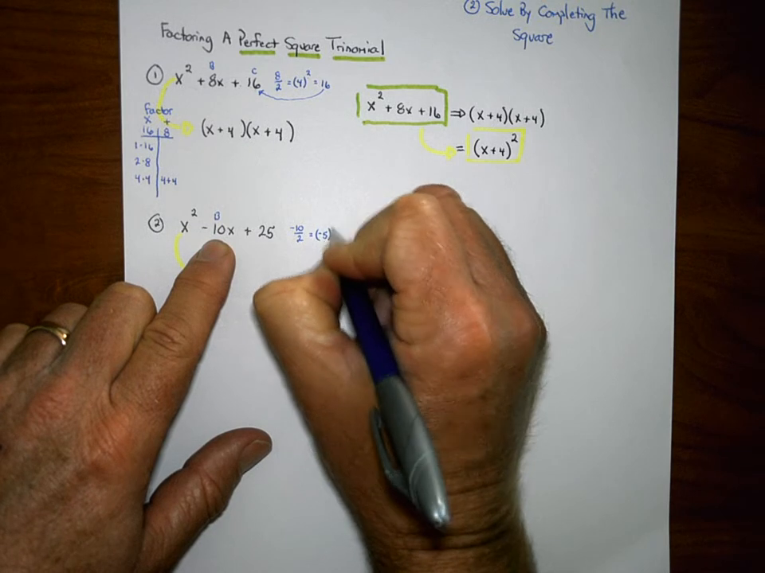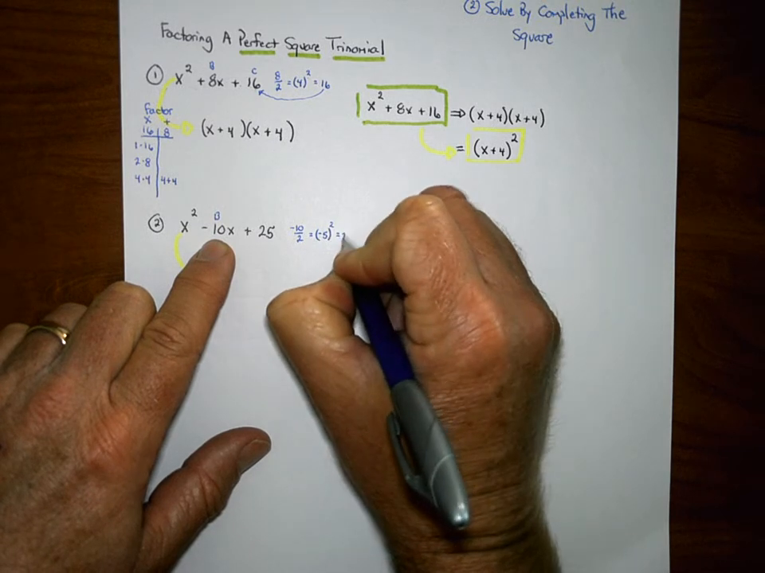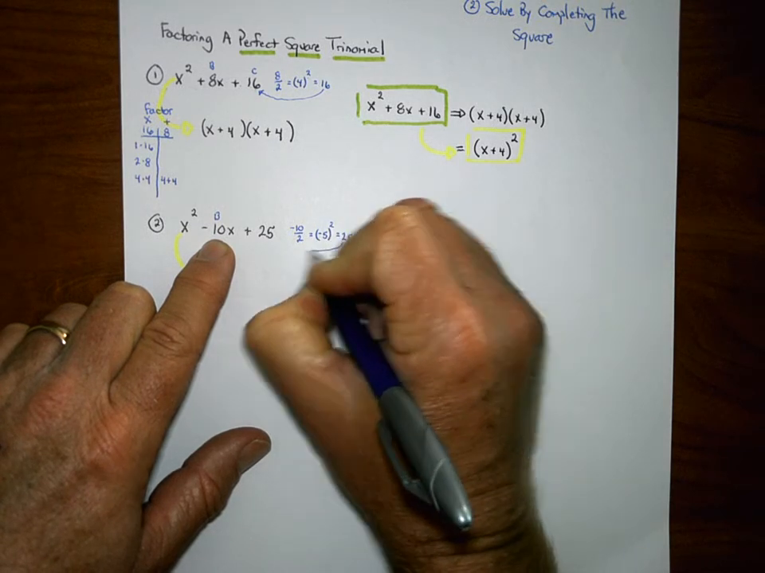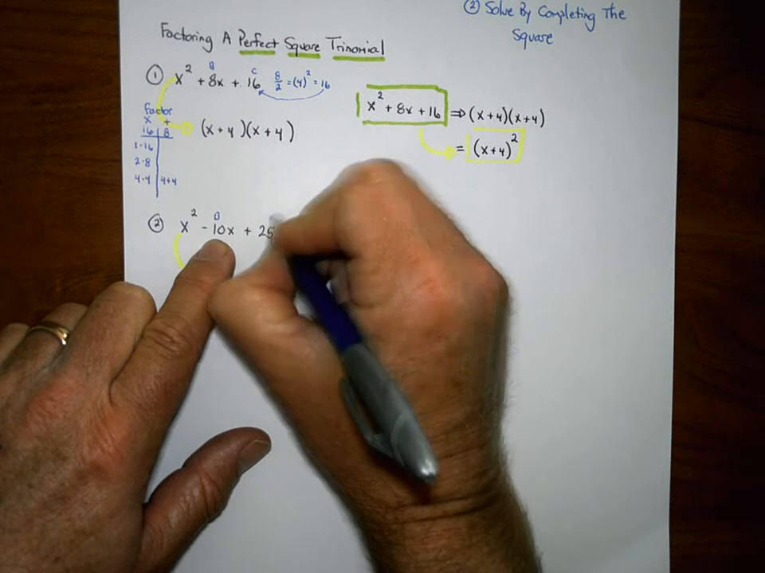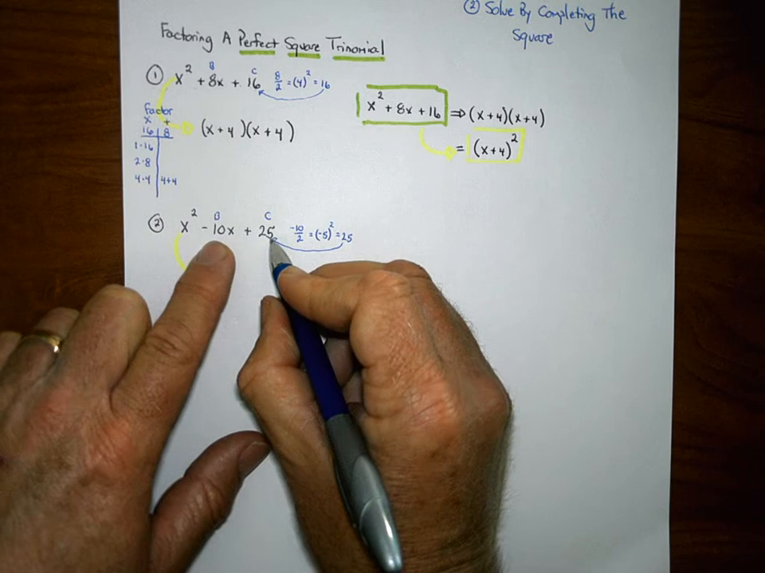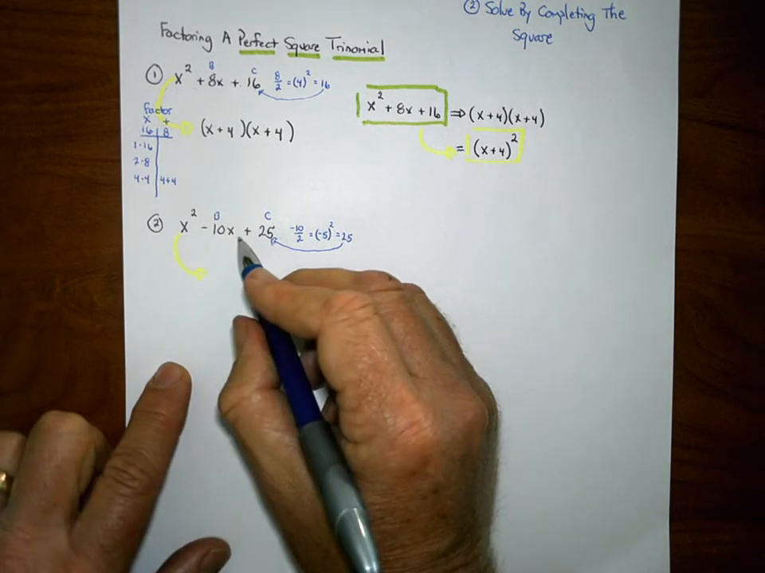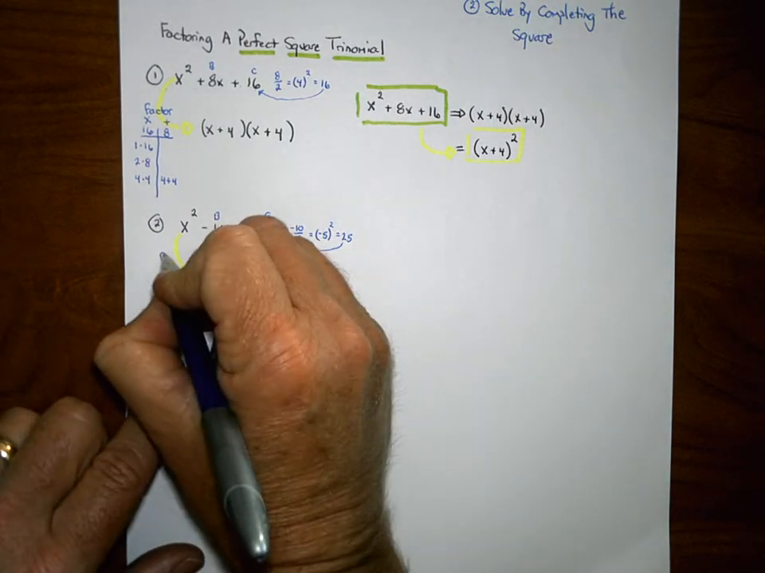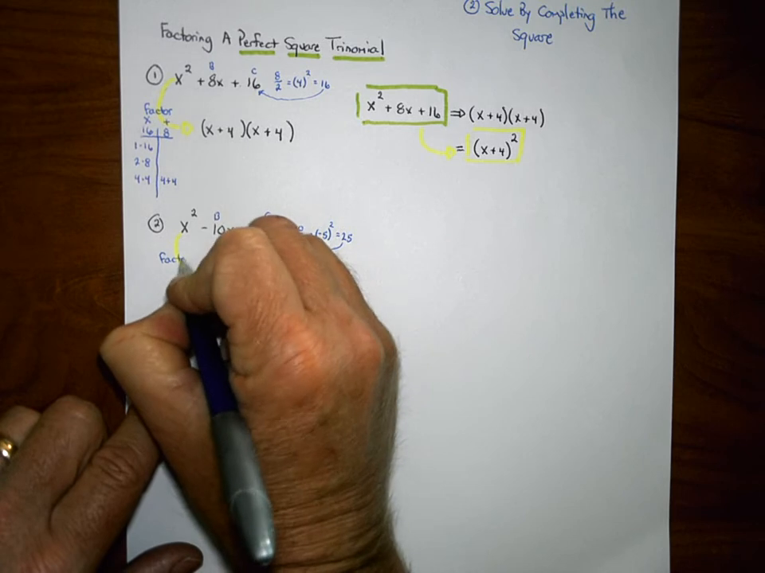You raise that to the second power, and notice that is equal to 25, which is your c value. Since this process leads me to my c value, this is what's called a perfect square trinomial. So how do I go about factoring a trinomial?